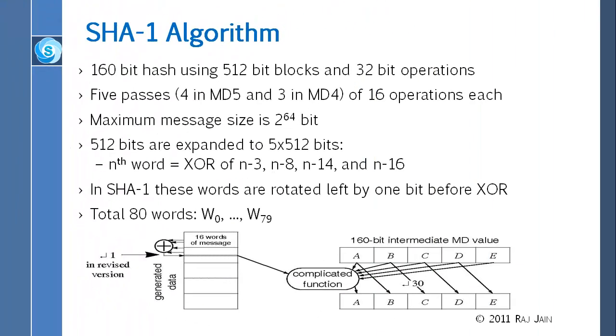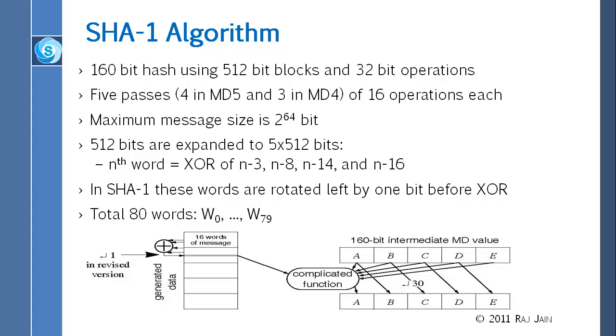SHA-1 gives you a 160-bit hash using 512-bit blocks and 32-bit operations. So there are a few things which change from one SHA to the next, or from one MD to the next MD, and that is how big is the hash, how big is the block, what is the word size, and then the next thing is how many passes, that is the rounds of operations. Basically, here we have 80 rounds, because it has 5 passes of 16 operations.